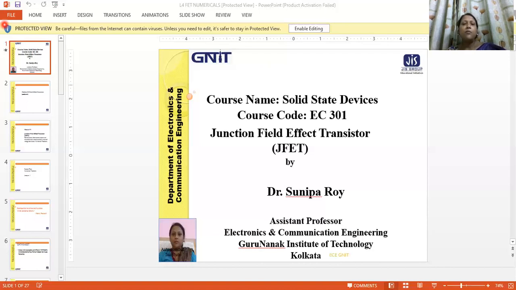So there are a few review questions. Draw the structure of JFET and discuss its working. This type of question is very fruitful for BTech students. Let us have a look.